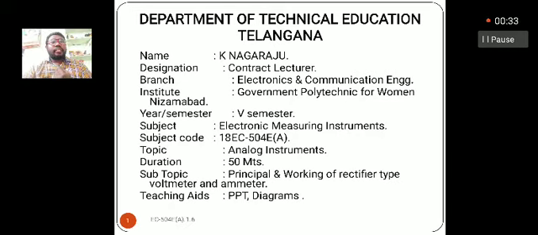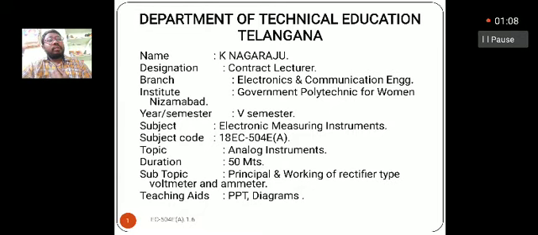Today I am going to explain the principle and working of rectifier type voltmeter and ammeter. Generally, voltmeters and ammeters: in yesterday's class we discussed what is a voltmeter, what is an ammeter, and the differences between voltmeter and ammeter, and also we discussed the characteristics of the voltmeter and ammeter, etc.